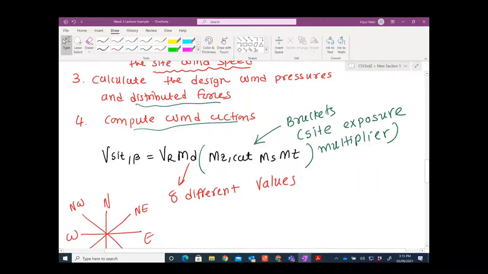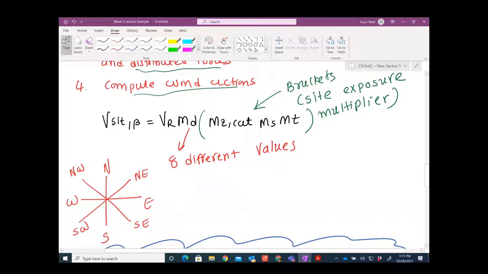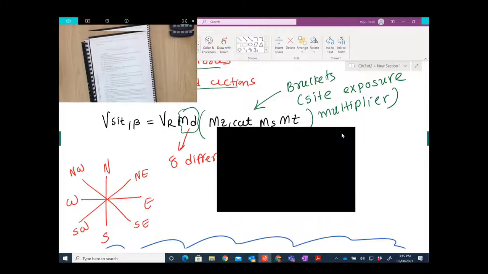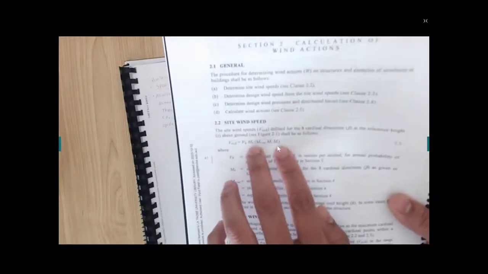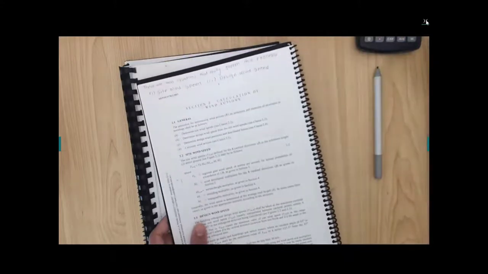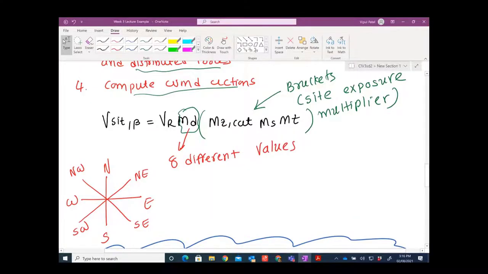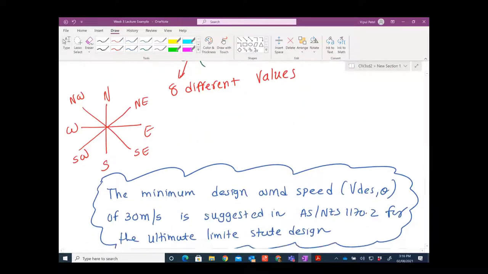I think you already know from the lectures that all of these have one value. The troublemaker is this MD. You have 8 different values because you have 8 different directions: north, south, east, west, and so on. Now the standard puts this one in brackets. Look at this one. Why did they not just write VR, MD, and then put those three different M values in the bracket? Because they are called the site exposure multiplier. So they depend on the different site exposure multiplier. So you have 3 site exposure multipliers.